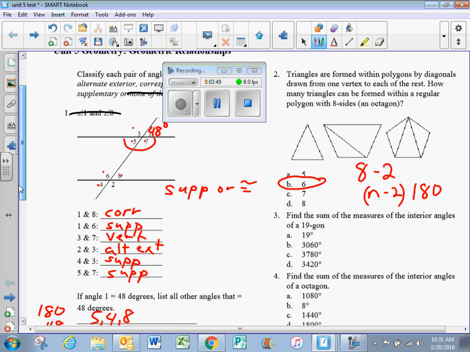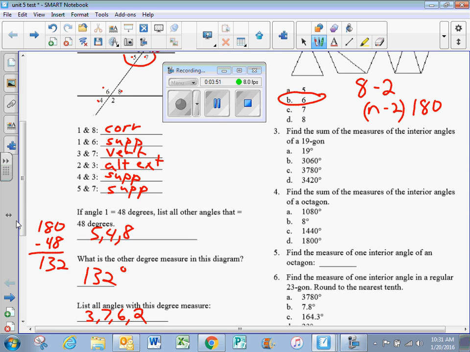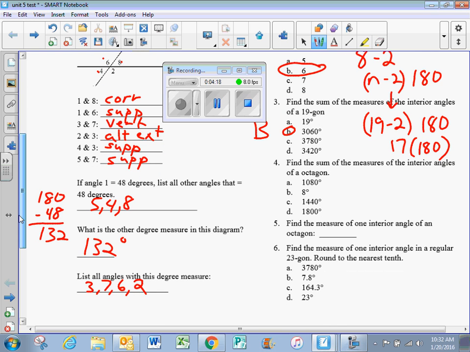Number 3, if I want to find the sum, I'm going to use that formula. 19 minus 2, because it's a 19-sided figure. And so I'm going to go 17 times 180, and I get what? What was the right answer? B. The wrong answer was 3780, so if you didn't subtract 2, that's what you got. If you got C, that's the mistake you made. You have to use the formula. We put that formula in our notes. If for some reason it didn't make it in your toolkit, add it now.